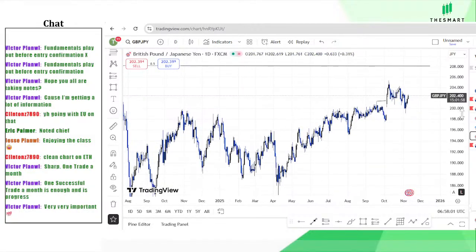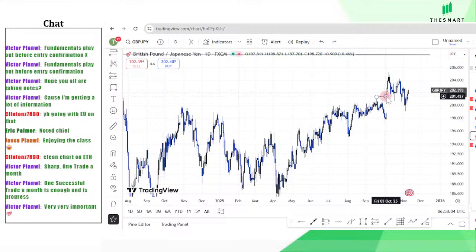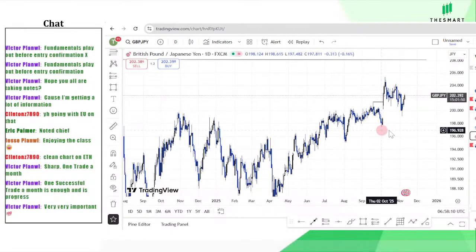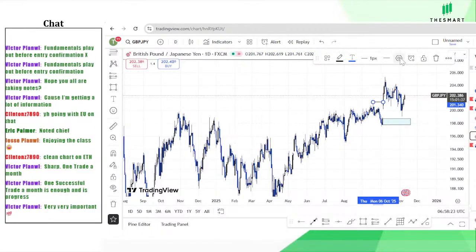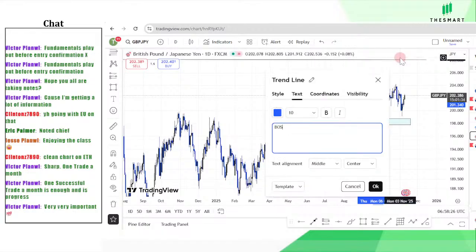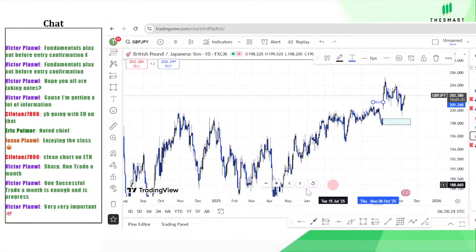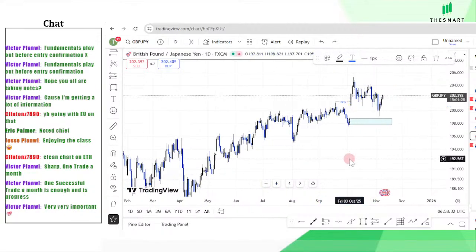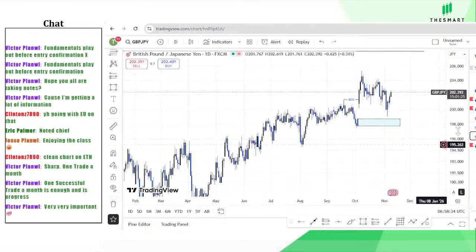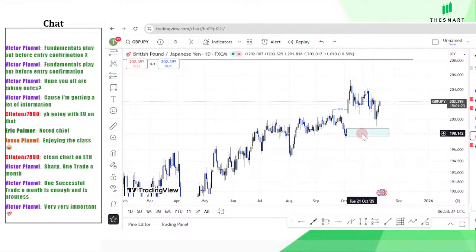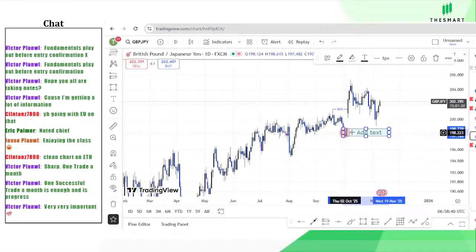On this level here, and we have this point here, we have this demand. On the daily, we have this demand, and this is the last break of structure on this point. All right, so this is what we have here on the daily level. Let me mark the right zone.